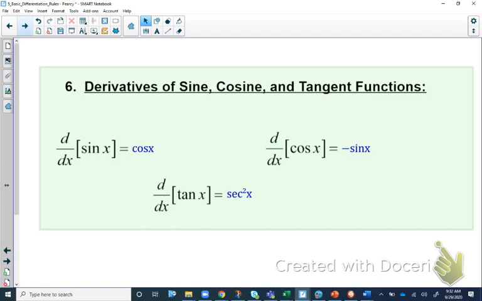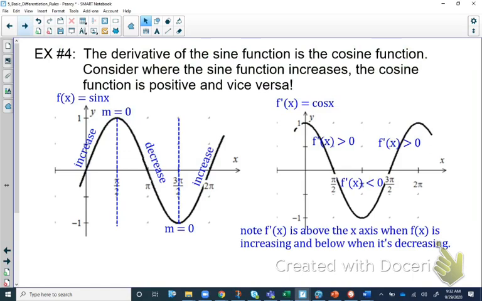Now we'll kind of do a proof almost to show you why those are going to be the way that they are. But let's go ahead and take a look at the next bit here.